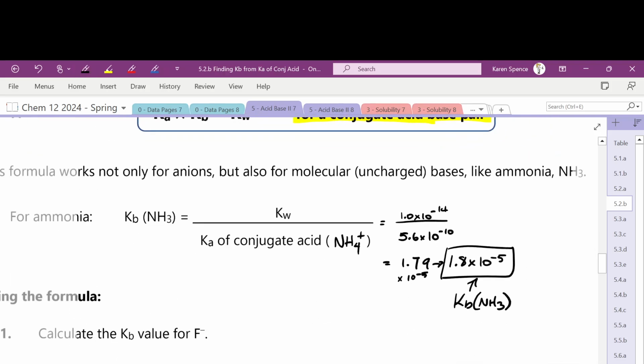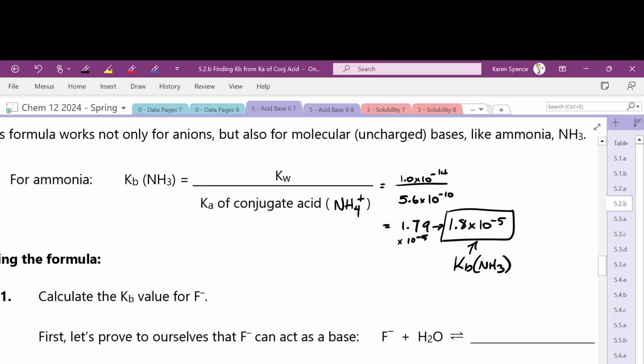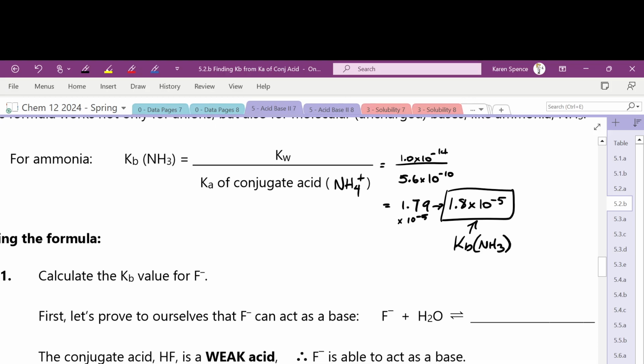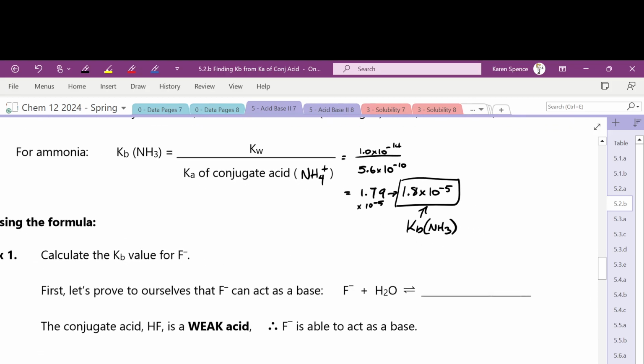Now, let's calculate the Kb value for F minus. Do you guys think you could do this one by yourselves? Do it.